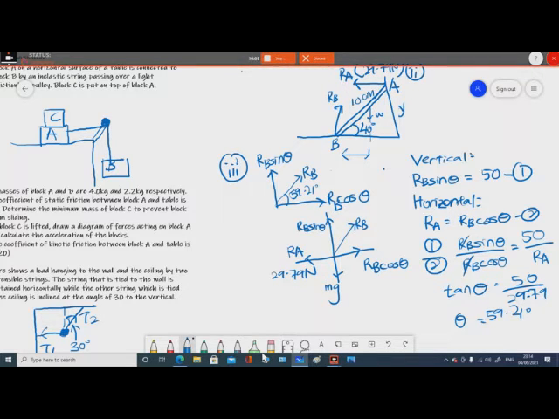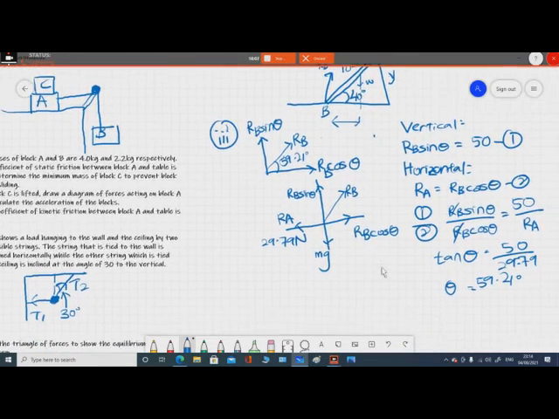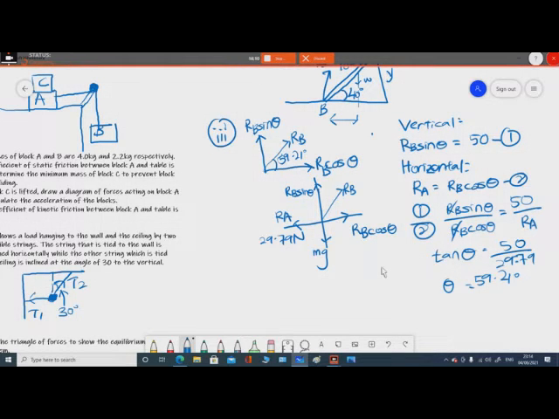Okay, we have this information, so we are able to find the magnitude for RB. Let's say I use this equation: RB sine 59.21 degrees is equal to 50 Newton. So the final answer we get is 58.20 Newton. This is how we find the normal reaction for RB.